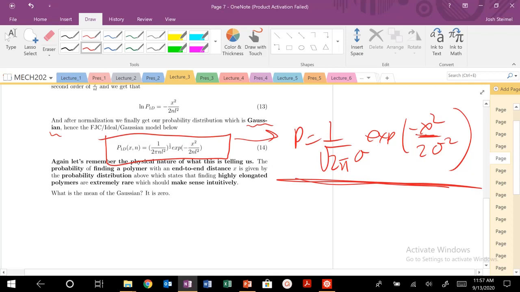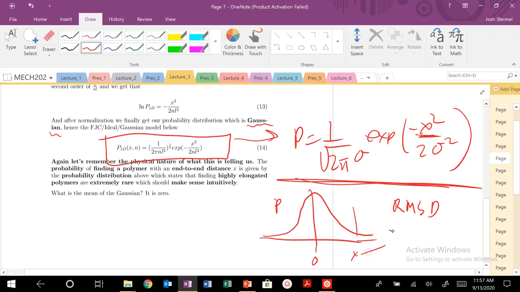And it kind of makes sense, right? What is this telling us? So if we look at our Gaussian, let's really think about it. At 0, we have a high probability. And as we get to higher and higher x's, so as our RMSD increases, what does that mean for what's happening in our polymer chain? At this distance x, it means our polymer is becoming much, much more elongated. That is very, very improbable. That is not going to happen often. So our probability drops off.